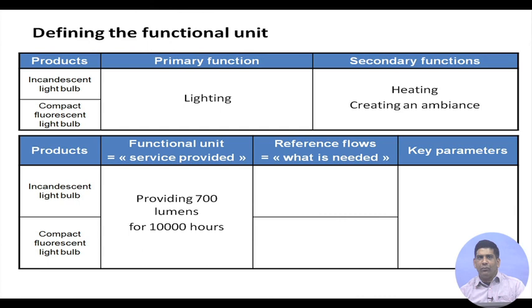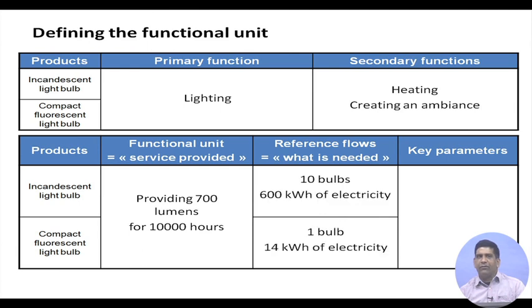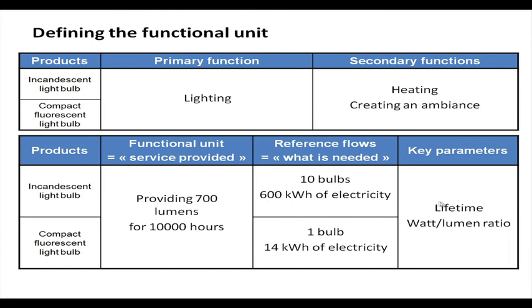Why did I choose 700 lumens for 10,000 hours? The reason is that I get a very good number: 10 bulbs and 1 bulb. So I get 10 bulbs for the incandescent light bulb and 1 bulb of CFL. With 10 bulbs of 60 watt we have 600 kilowatt hours of electricity, and for 1 bulb I have 14 kilowatt hours of electricity. That's what it takes to provide 700 lumens for 10,000 hours, and we can also do a lifetime watt-lumen ratio calculation as part of this.